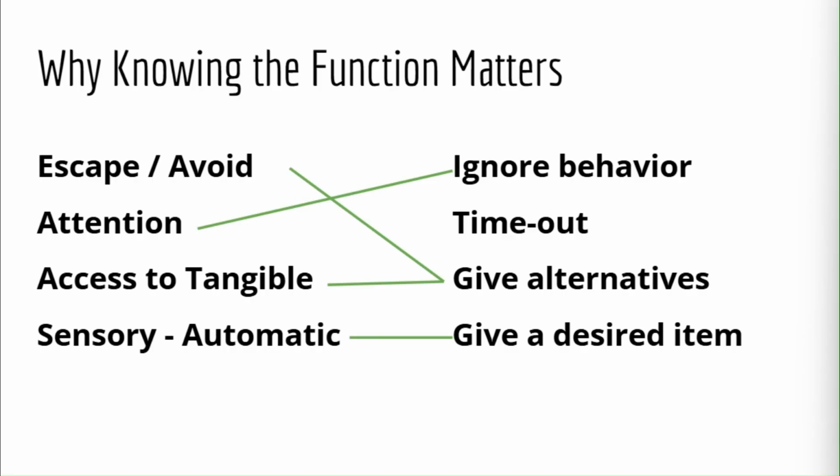I do want to note that there's not a line going to timeout, because in ABA we will rarely ever recommend a timeout. We like to focus on reinforcement and not punishment. But we also do understand that as parents, we do not always follow ABA so rigidly. And then for sensory automatic, giving a desired item during sensory can help to distract from the behavior. You can also provide alternatives if that sensory behavior does involve an item.